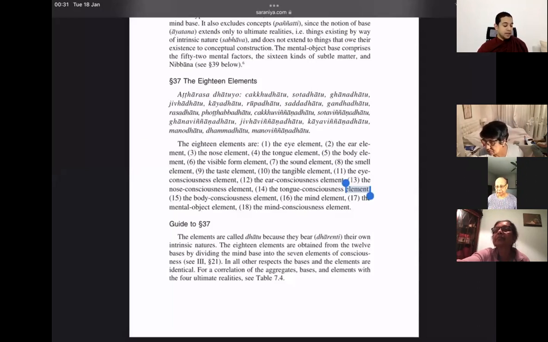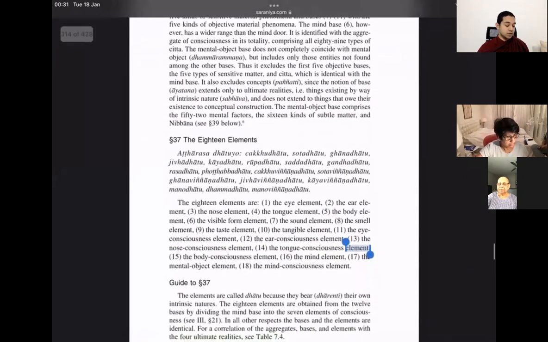All right. So page number 287. I'm also sharing the screen.